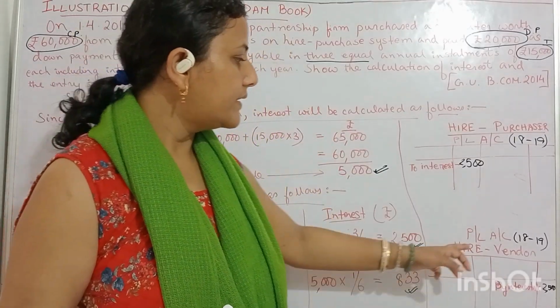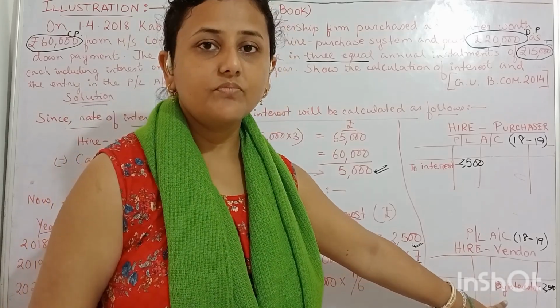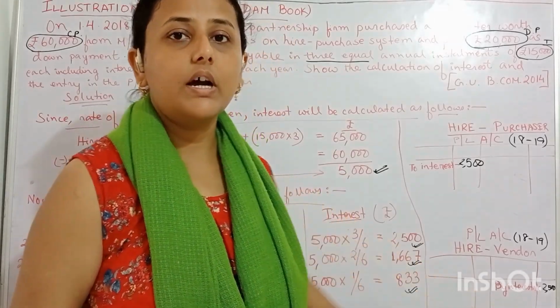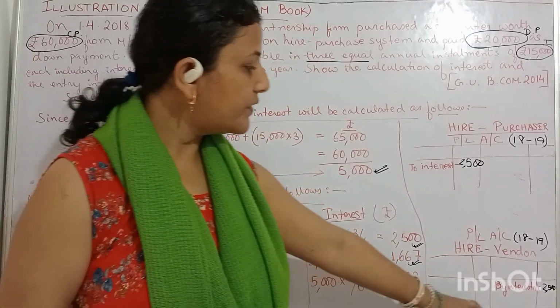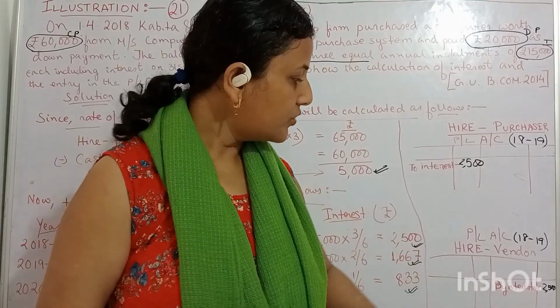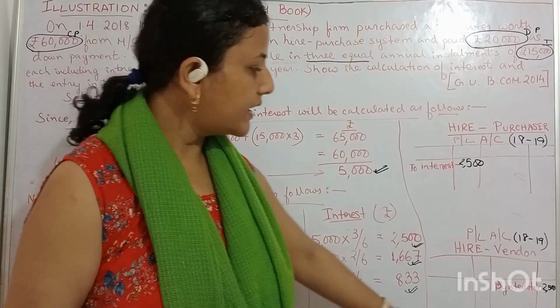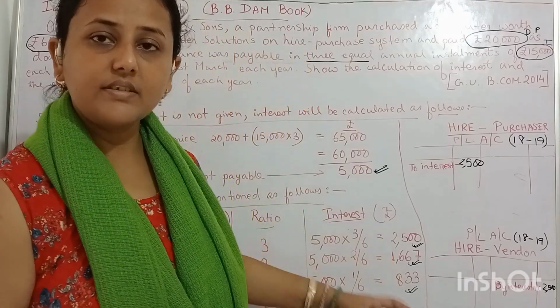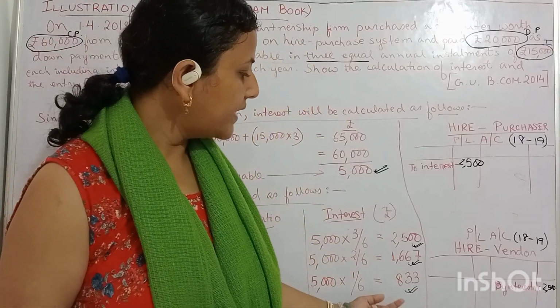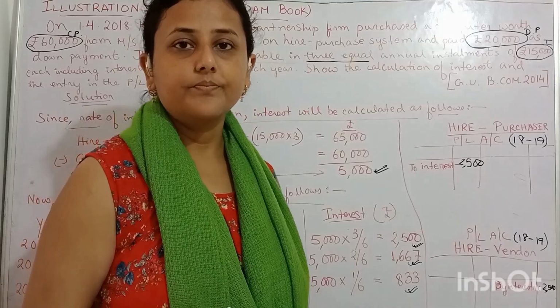So for 18-19, this is an income for the hire vendor, so it should be written in the credit side. What will you write? By interest account 2500. Then again by interest account 1667. Again you write by interest account 833.